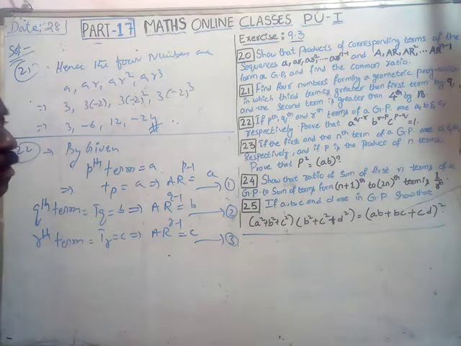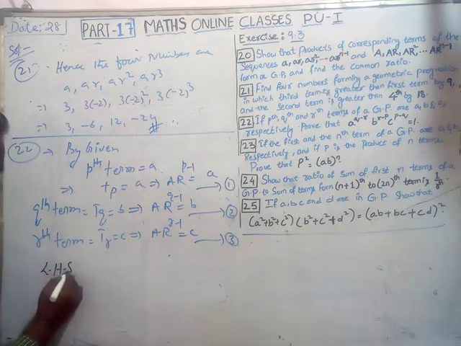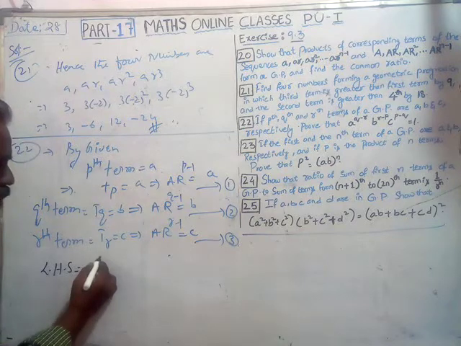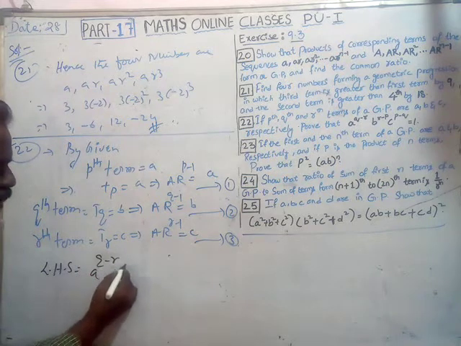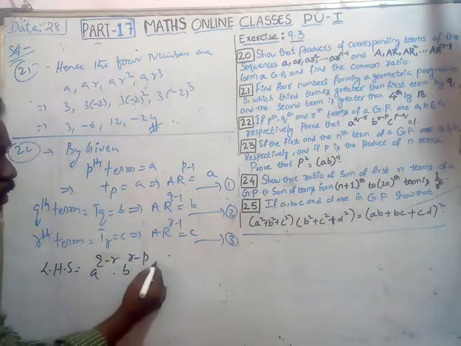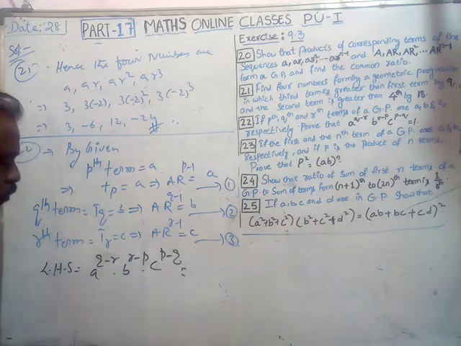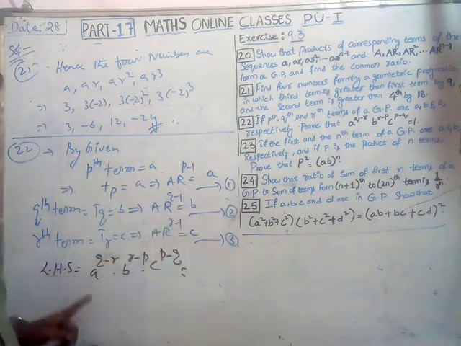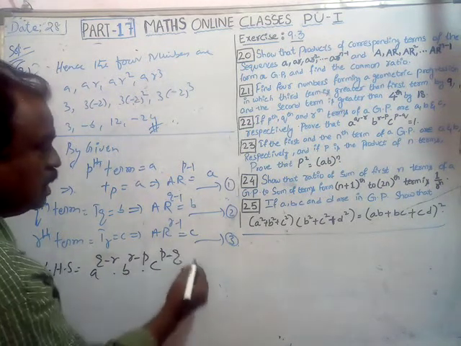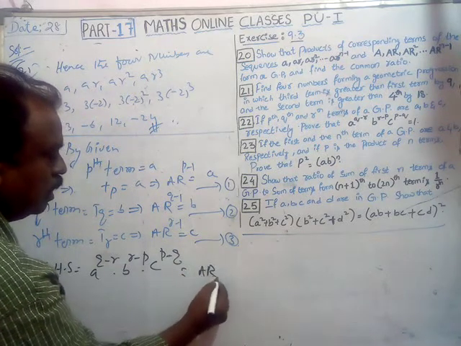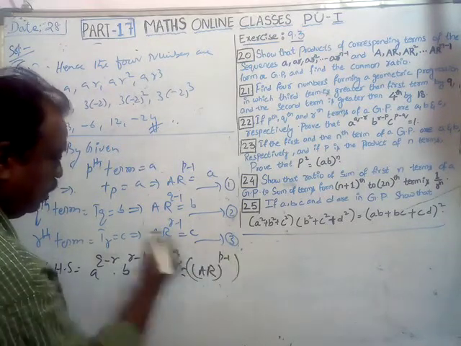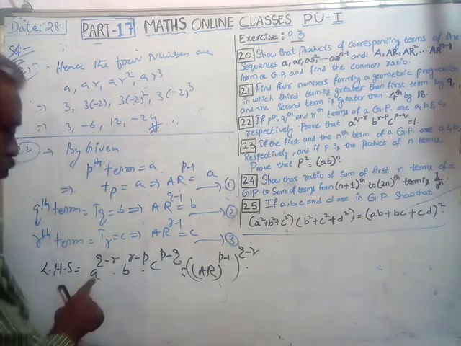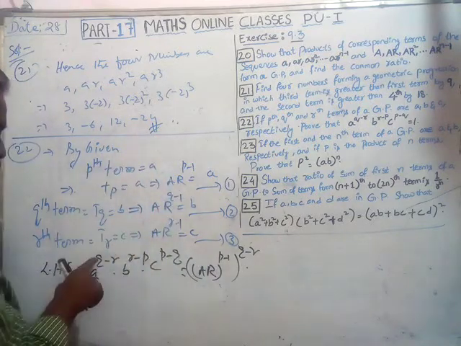Here, we take LHS. LHS is A power Q minus R into B power R minus P into C power P minus Q. We know small a, small b, small c. We are taking this term. What is A? A is capital A R power P minus 1, and the index is Q minus R. Don't confuse. What is A? I wrote by using that.